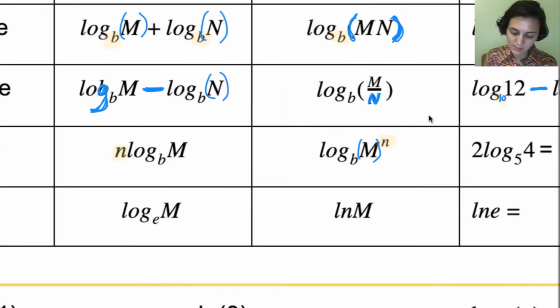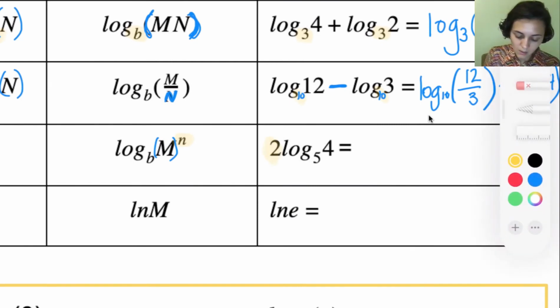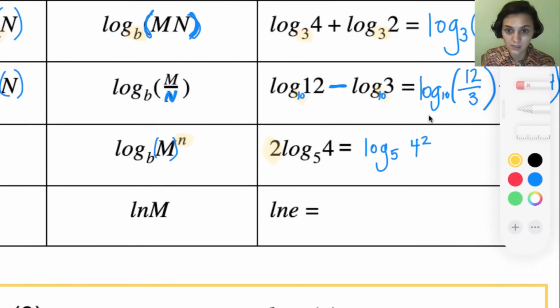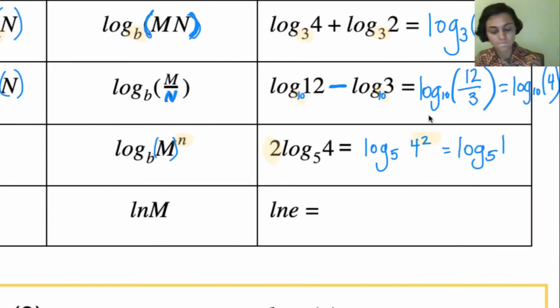Interesting. So in this case, I'm multiplying by a constant of 2. And so I can rewrite this as log base 5 of 4 squared. So the 2 comes up there as the power now. So this is log base 5 of 16.